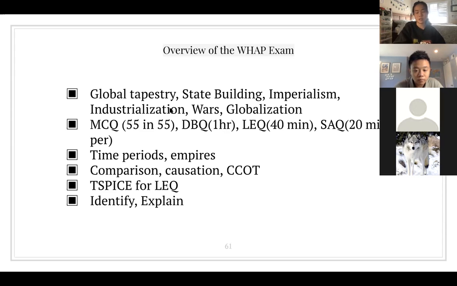And then the test itself consists of an MCQ, which is multiple choice questions for those who are just getting into the whole AP process. And then DBQ, which stands for document-based question, LEQ, which stands for long essay question, SAQ, which is short answer question. And then these each have their own time limit. So it's 55 questions in 55 minutes. DBQ is 1 hour. LEQ is 40 minutes. And then SAQ is typically 20 minutes per.